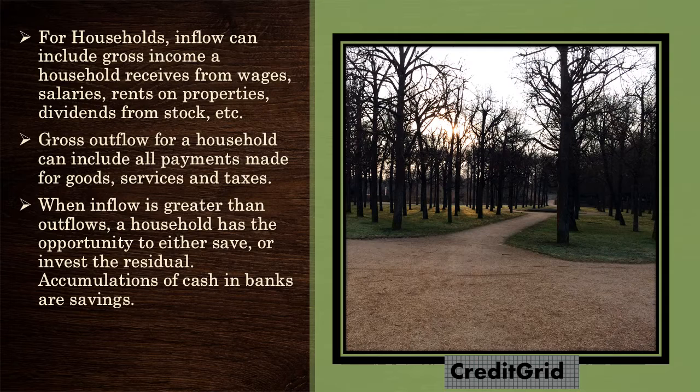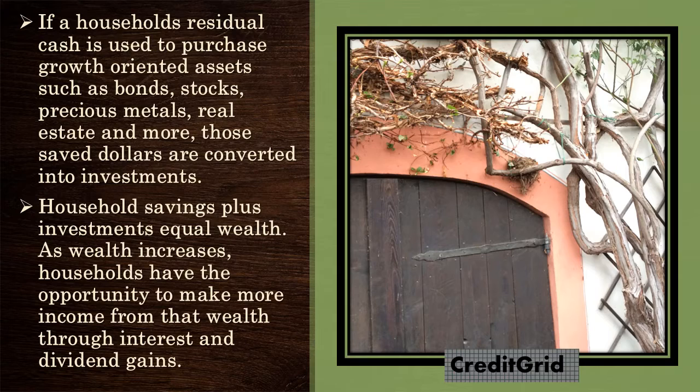When inflow is greater than outflows, a household has the opportunity to either save or invest the residual money. Accumulations of cash in banks are called savings. If a household's residual cash is used to purchase growth-oriented assets such as bonds, stocks, precious metals, real estate, and more, those saved dollars are then converted into investment.